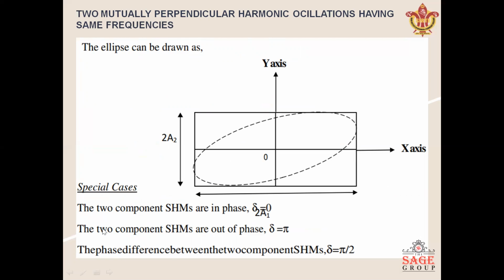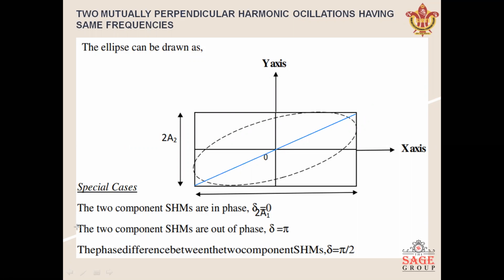Now there are three special cases. First, the two components of simple harmonic motion are in phase, delta is equal to 0. When there is no phase difference in the x and y directions, we will get a straight line which is passing like this. Okay. Now if the value of delta is pi, we'll get another straight line, and this is like this.